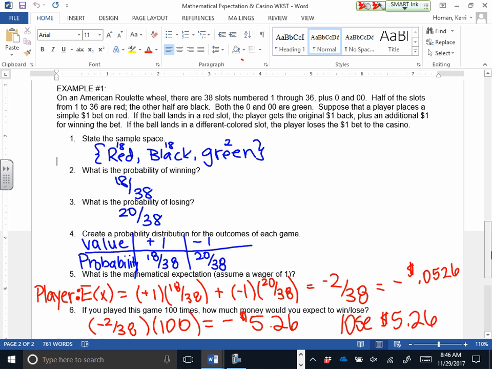What's happening to the dealer? If somebody plays their game 100 times, what can they expect to happen? They're going to make $5.26. Okay? If you were creating a game, is that an expected value that you would want as a dealer? Are you okay with making only $5 every 100 times somebody plays? Okay. Some of you might want that because it's more appealing to the player, right?